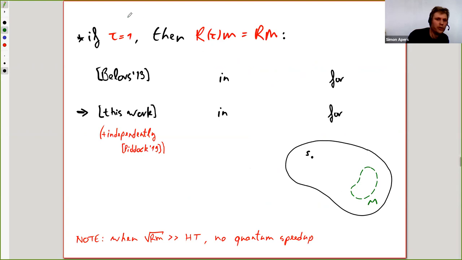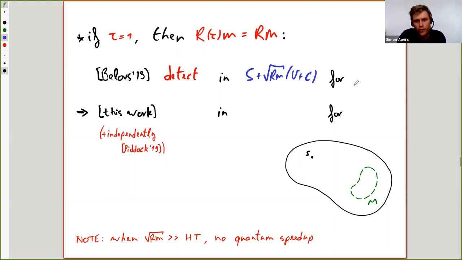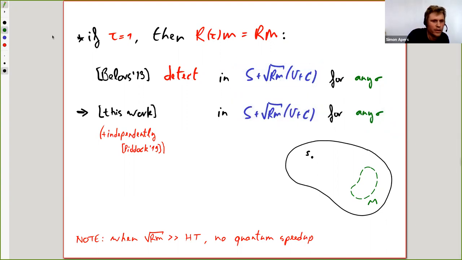All right. Now, second illustration, in the case where tau is 1, we get that R tau equals R. So we get this commute time quantity, which Belovs introduced. Belovs introduced it in the quantum realm; it's a very well known and studied concept classically. To recall, what Belovs proved is that you can detect a marked element with cost S plus square root of R M U plus C, for any sigma. What we get is the same thing: an algorithm which works for any sigma, has the same cost, but we also find a marked element. And this particular result, one of the different things that we proved, was proven independently by Stephen Piddock in 19.